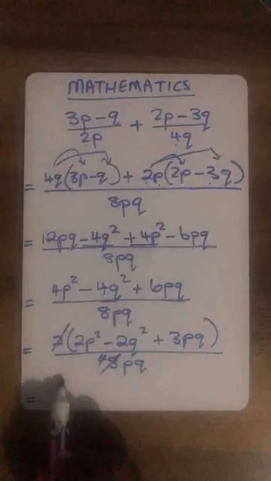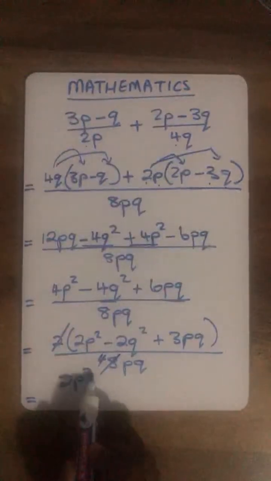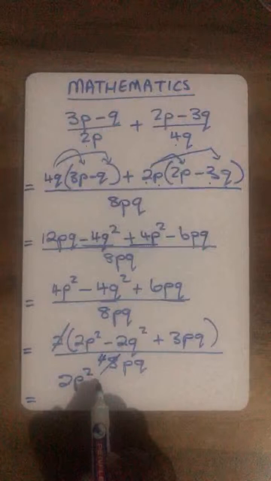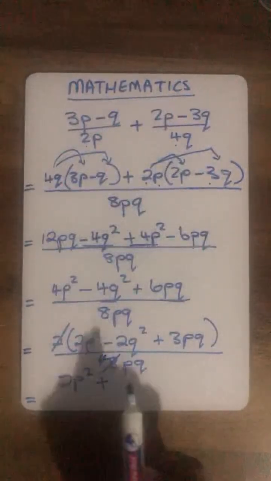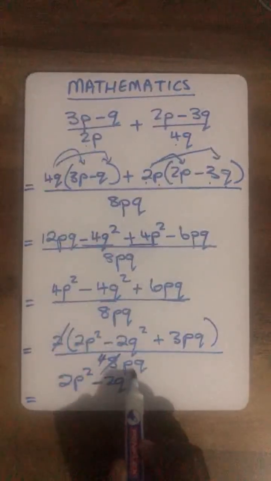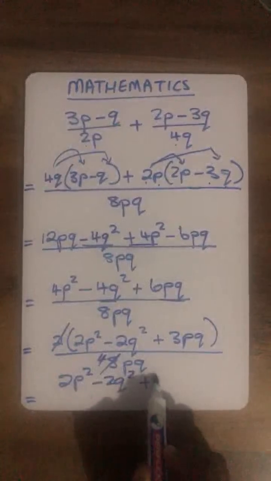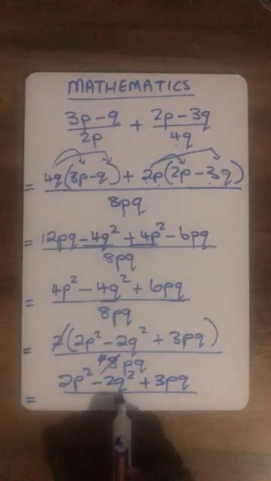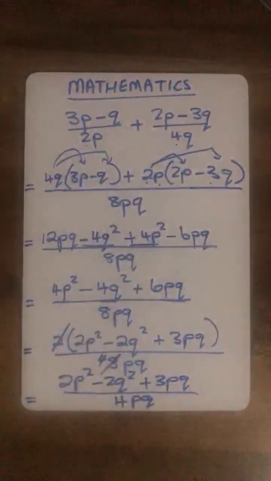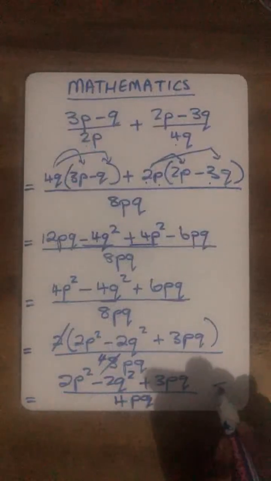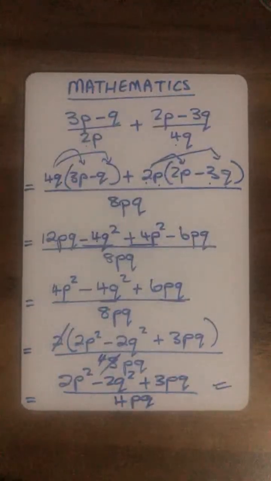So that would mean you have 2p squared. Let us see. What are we having there? We are having plus, not a plus, but a minus. Yes. Minus a 2q squared. And then we have plus 3pq. The whole of that being divided by 4pq. My question again, have you guys got to that stage? Let's see.